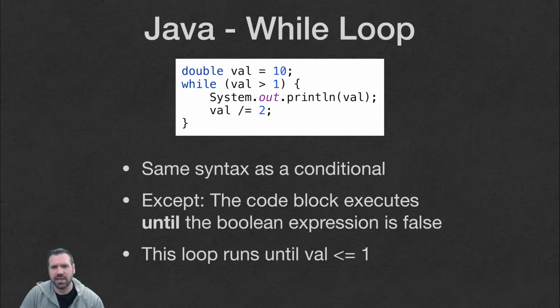The while loop that you see here is effectively the same syntax as an if statement. You have the keyword while and then a Boolean expression. This is any expression that results in a Boolean value. If that value is true, then the body of the loop executes. So as soon as we hit this loop, val is going to be 10. 10 is greater than 1. That's true, so we execute the body of the loop and print 10 to the screen.